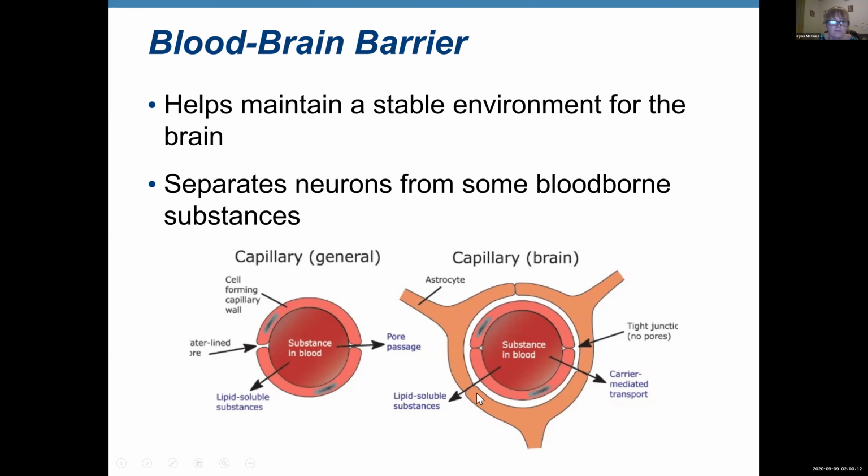Coverage that prevents substances from leaving your blood or entering your blood, because in your blood you can have some pathogens, right? You can have bacteria, you can have viruses. So your body wants to make sure that your brain is really protected. So that's why the blood-brain barrier is formed around the brain capillaries.